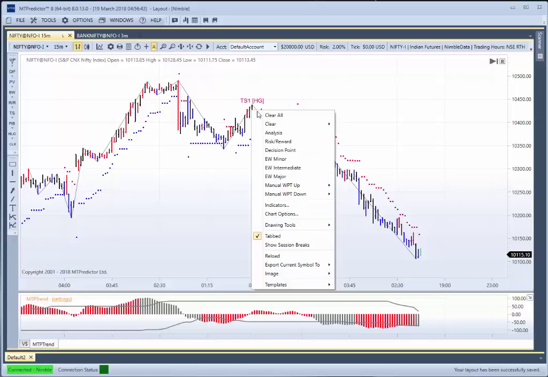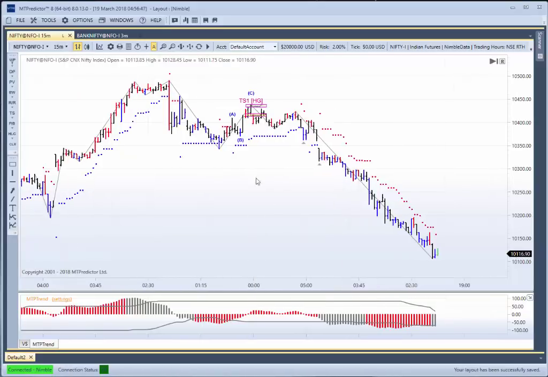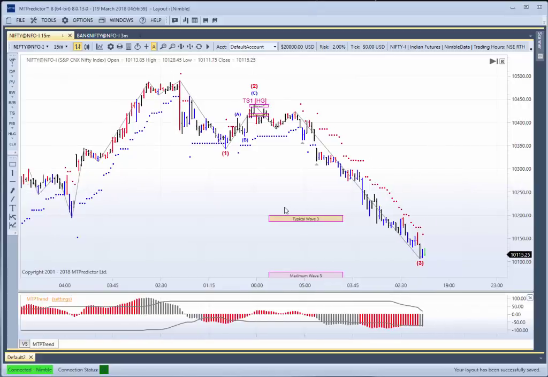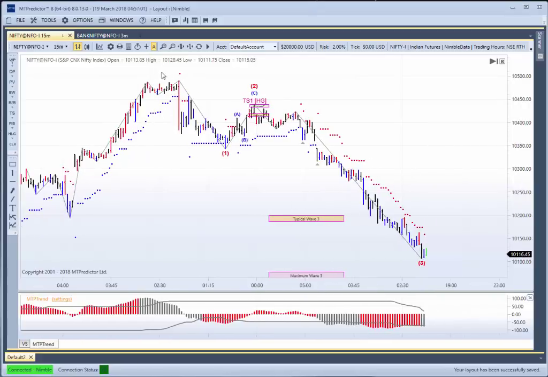If I right mouse click, do Elliott wave minor, can you see how we had an ABC? So the market made an ABC correction, but more importantly, it made that in a wave 2. Because now if I right mouse click down here and I do Elliott wave major, can you see how this was a wave 1? This was a wave 2, but more importantly the wave 2 subdivided into an ABC, and after that followed a strong wave 3.